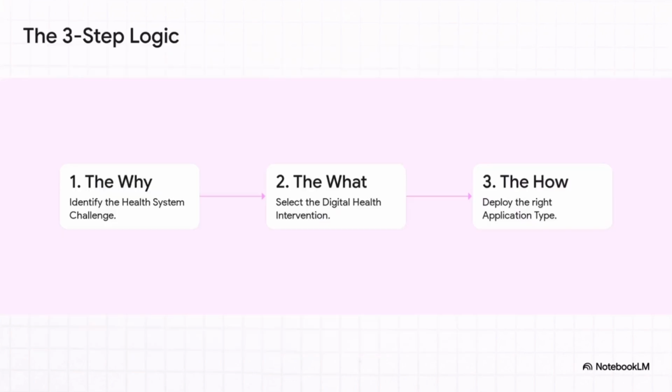That's it. Okay, so here's how it works. It's this really powerful three-step logic. First, you start with the why. What's the actual health problem you're trying to solve? Then, you figure out the what. Which of those building blocks, those interventions, is the right tool for the job? And only then you get to the how. What kind of app or system is going to deliver it?